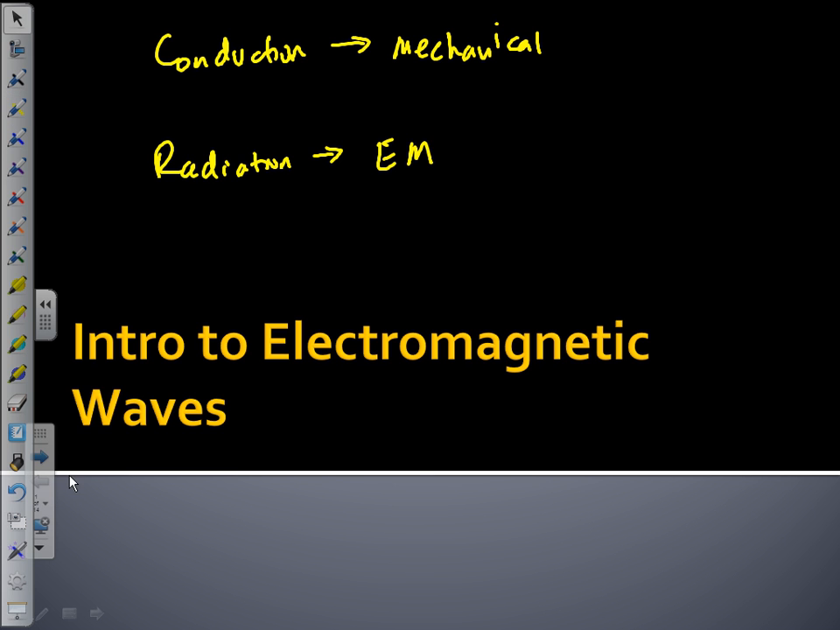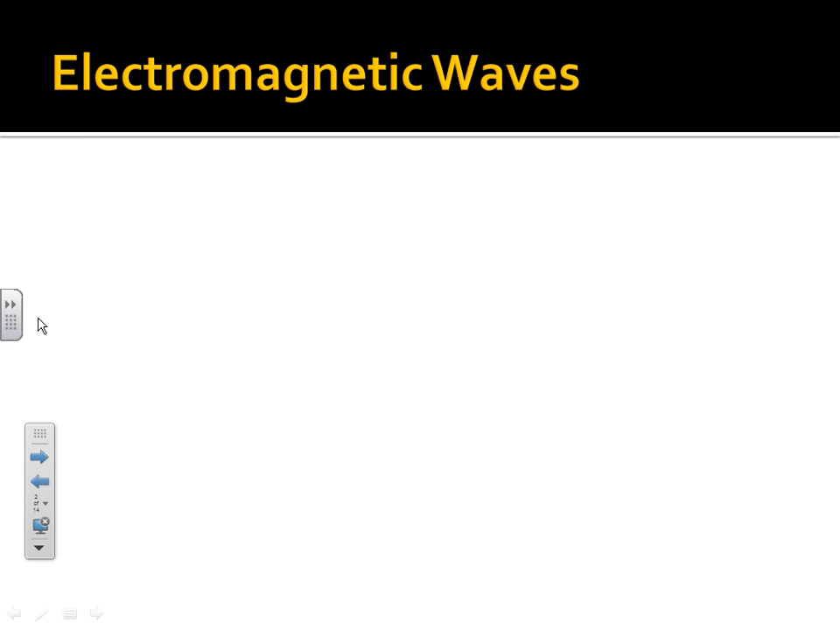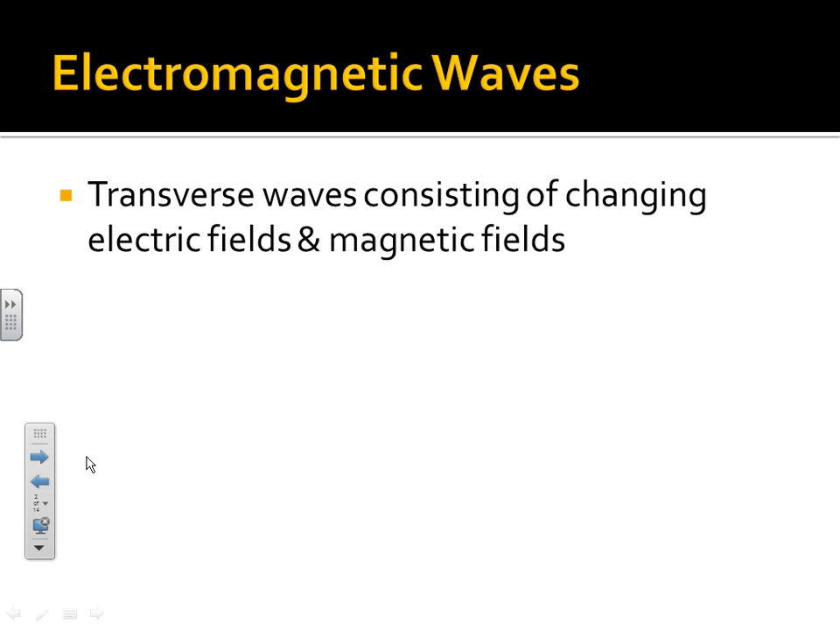So with that being said, let's go over some definitions. Some of these we talked about at the beginning when we first introduced waves. So, electromagnetic waves. Electromagnetic waves are transverse waves consisting of changing electric fields and magnetic fields. We'll get into that in a little bit more detail in just a second. But changing electric fields and magnetic fields.